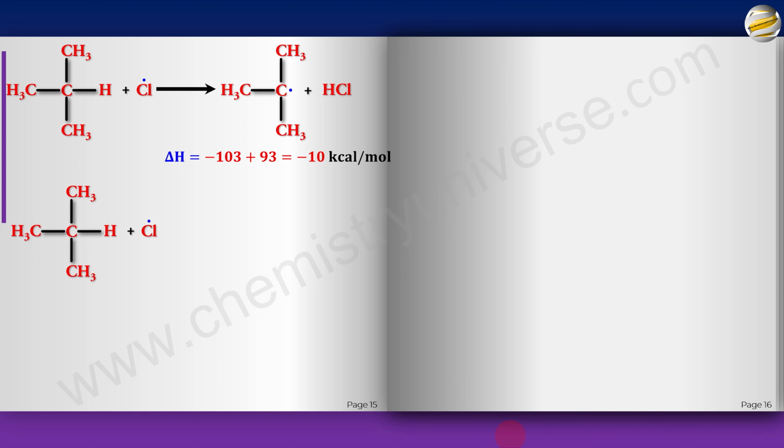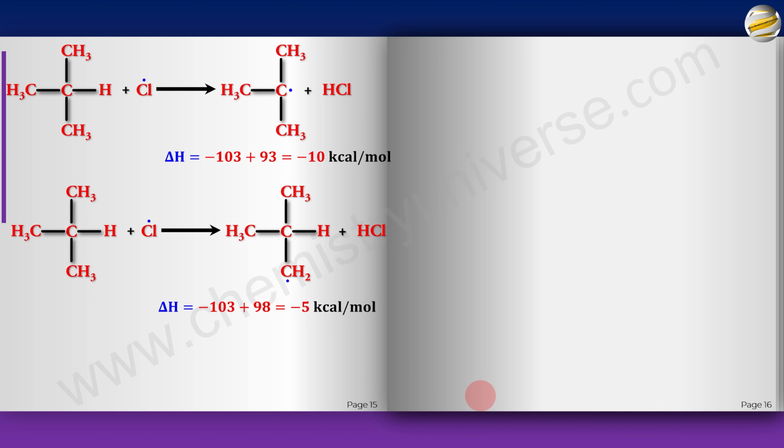Let's look at the primary. So primary requires 98 to break. HCl will produce 103. So how much is net released? Negative 5. Well, let's see the same with bromine.